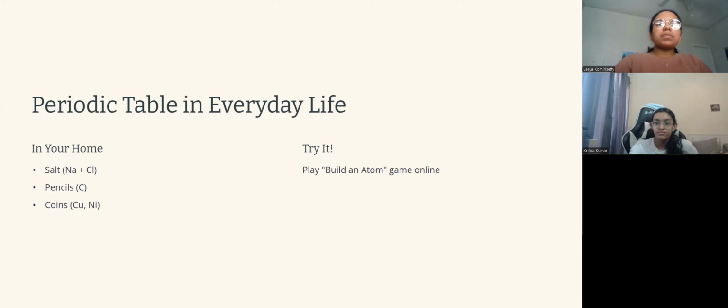Finally, you can try this experiment. Build an atom game online. If you just search for building an atom, you can find many games on it, and you can build your own atom with different protons, different numbers of neutrons and electrons, and that way you can see how many different atoms you can make and what different elements you can make. And it's a really fun thing that we've also used before, so definitely recommend it.